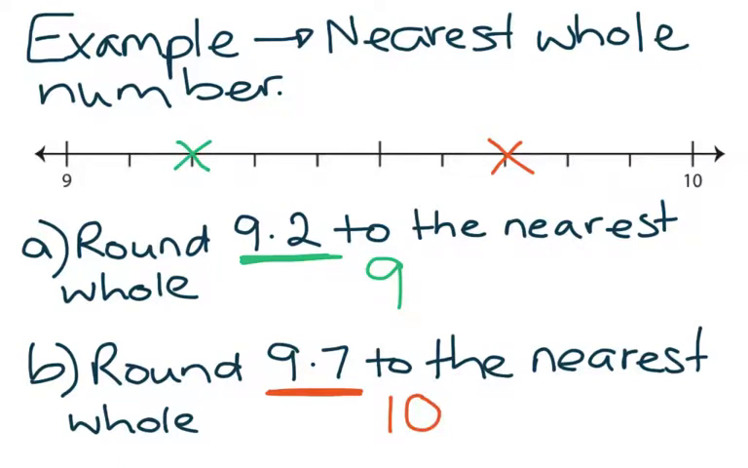Now, a lot of questions come about when we say, well, what about 9.5? It is in the middle of 9 and 10. However, our rounding rules say 5 and above we go up, which means if we were to round 9.5 to the nearest whole number, it would go up to 10, because if it's 0.5 or if it's 5 and above, we go up. If it's 4 or below, we go down.